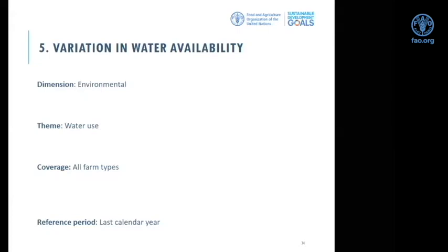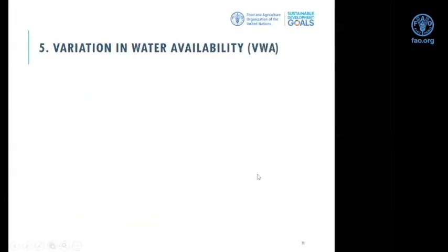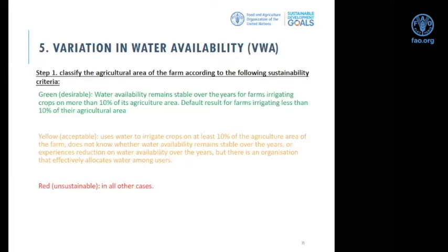Now, in terms of this particular sub-indicator, the way we have designed the threshold, there are multiple assessment criteria. So let's say, for example, if a farm is not irrigating or is irrigating less than 10% of its agriculture area, it will be automatically considered as sustainable, or green. Or if the water availability remains stable over the years for a farm irrigating crops on more than 10% of its area, okay? So here, visualize this issue in terms of the impact of agriculture on the environment. If a farm is not using water, then it's not contributing to the environmental issue, and hence it is classified as green.